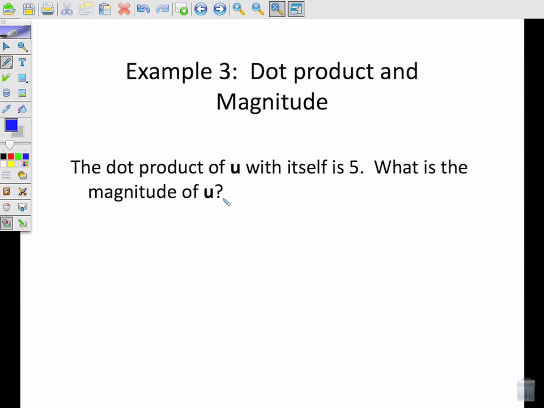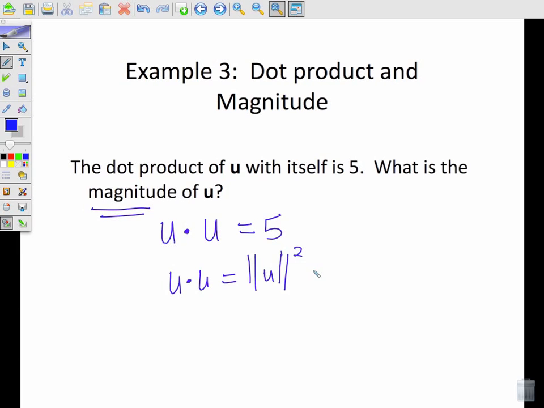We've got example 3 here: dot product and magnitude, and how they are related. This says the dot product of u with itself is equal to 5. What is the magnitude? Here's what we do know: when you take the dot product of u with itself, it equals the magnitude of u squared.